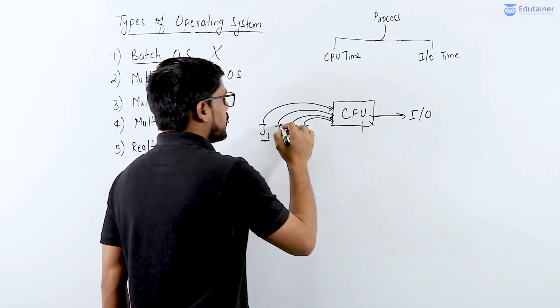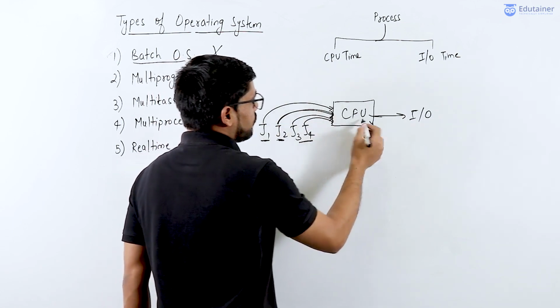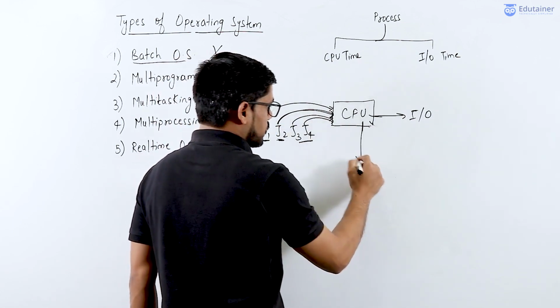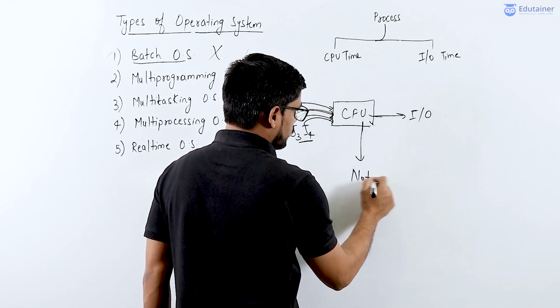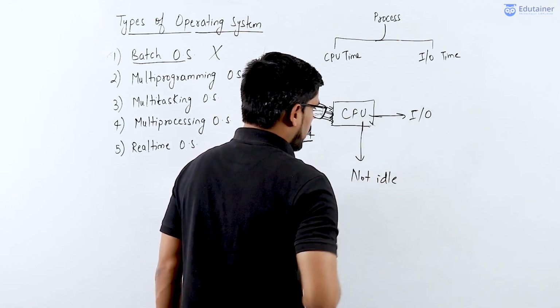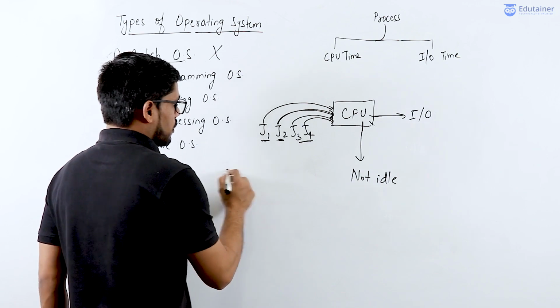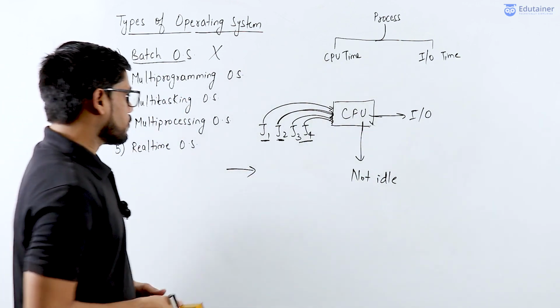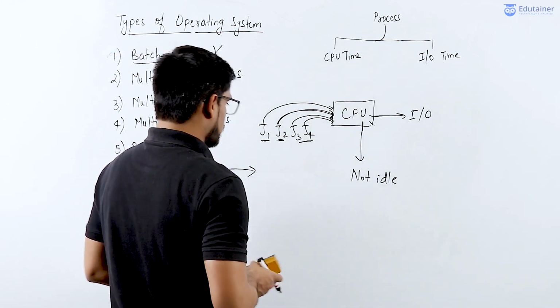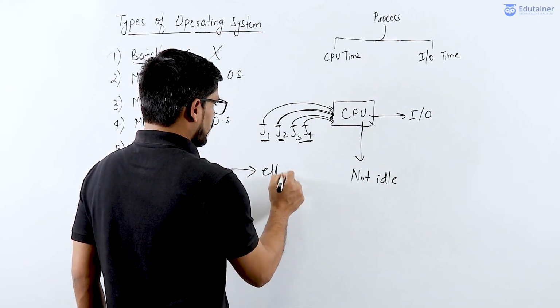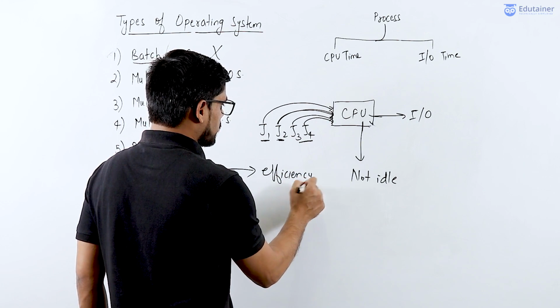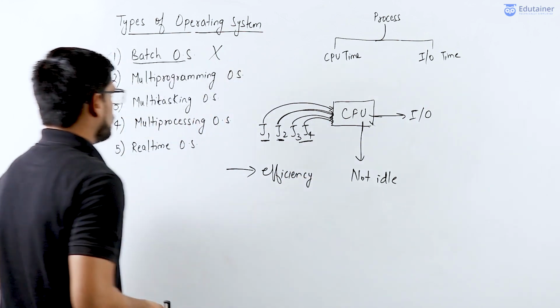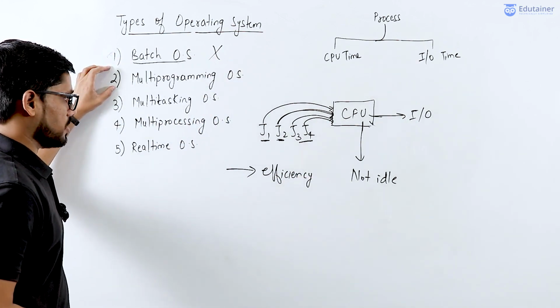Then CPU will pick the job J2 and it will process. So here CPU is not idle, CPU is not free, and because of this property, starvation problem does not occur. And the next thing is efficiency is increased. So batch operating system is very much less efficient compared to the multi-programming operating system.